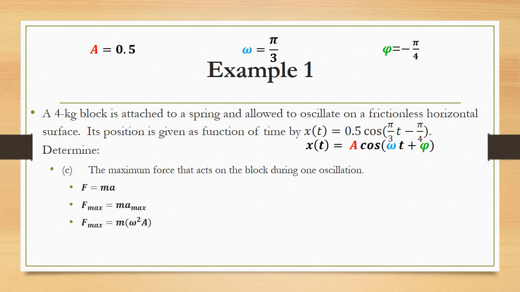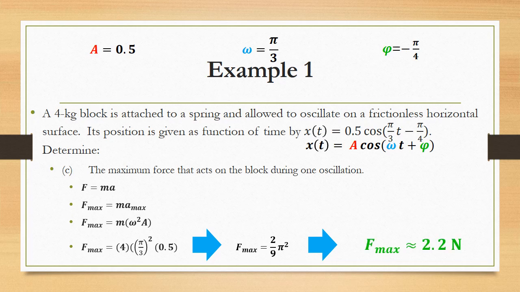That's omega squared times amplitude. If I substitute the values we already know, mass 4 kilograms, omega pi over 3, and amplitude 0.5, we can solve this. I just want to make one mathematical note, because I see people make this mistake frequently enough that it bears mentioning. When you square a fraction, you do have to square both the numerator and the denominator, so this becomes pi squared over 3 squared, or pi squared over 9. Then that gets multiplied by 4 and 0.5, yielding 2/9 pi squared, or in decimal form, about 2.2 newtons.